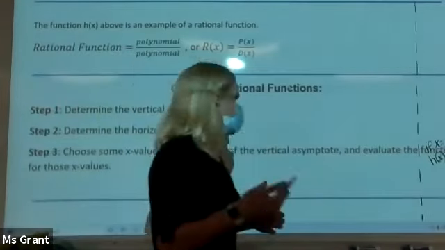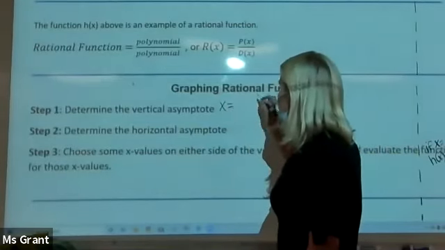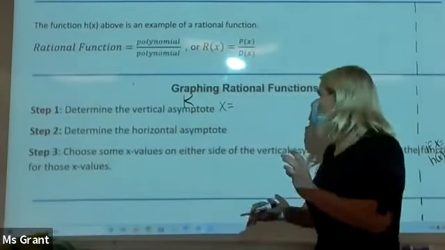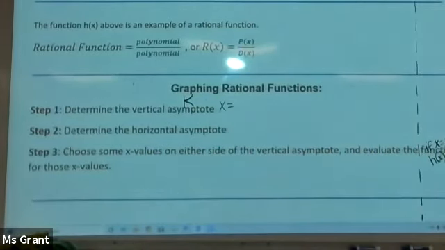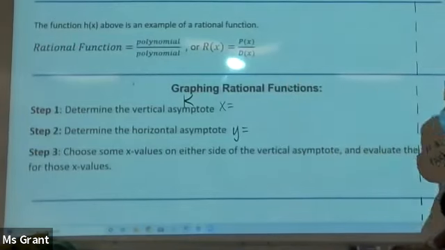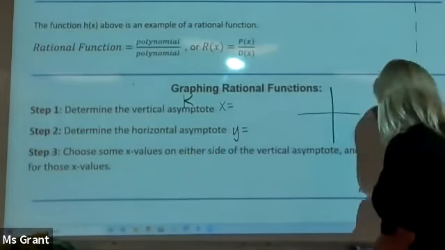Determine the vertical asymptote, okay? By the way, the vertical asymptote is always going to be x equals something. It's going to relate to my k, up or down. We'll talk about that more, but it will be related to the k. My horizontal asymptote is going to be y equals something. If I have a vertical asymptote that's right here.